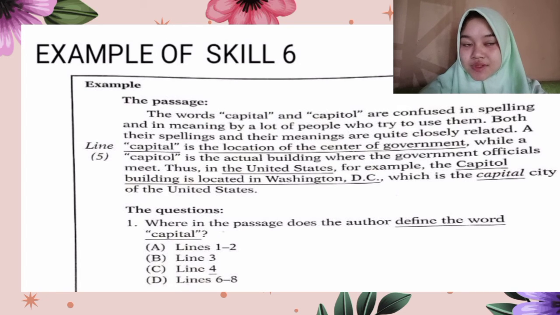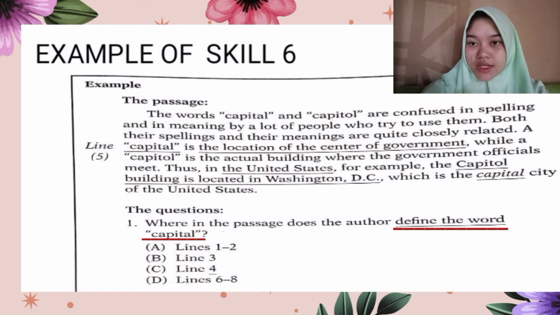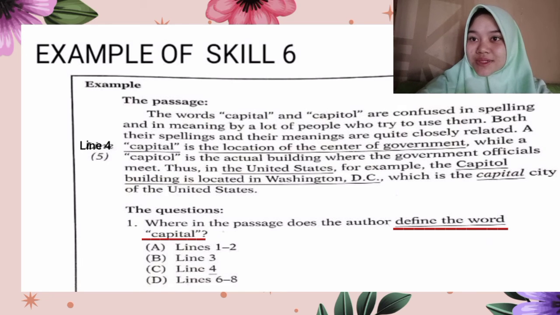For the example of skill 6, number 1, look at this. Firstly, look at the question. What is the keyword in the question? The keyword is define the word capital. Find the sentence that describes the word. Look for the context clues. In line 4, look at this: a capital is the location of the center of government. So it's very simple. The answer is C, line 4.